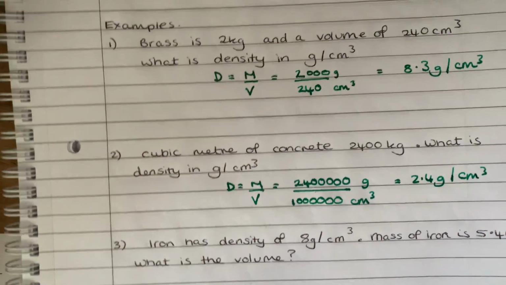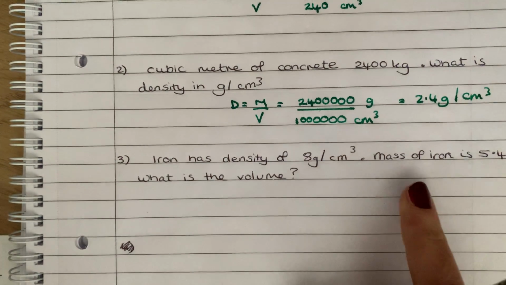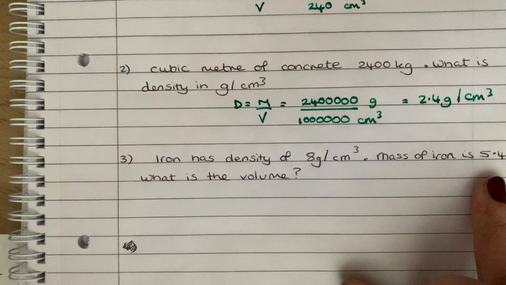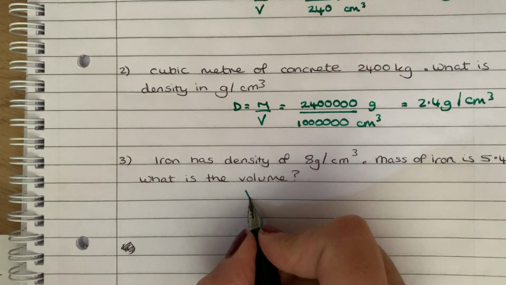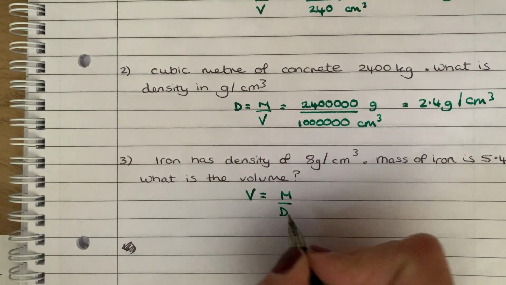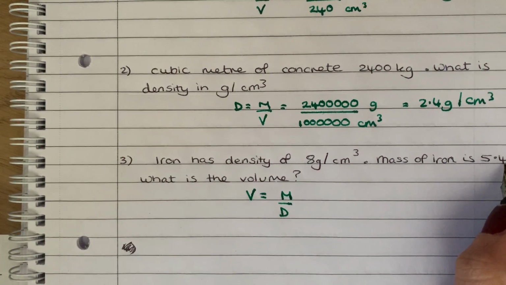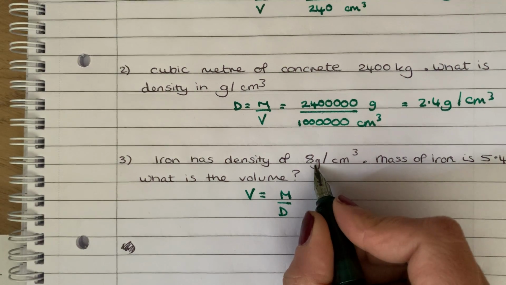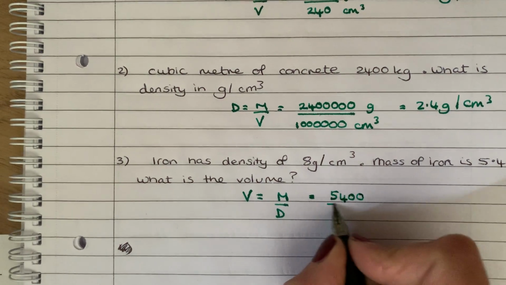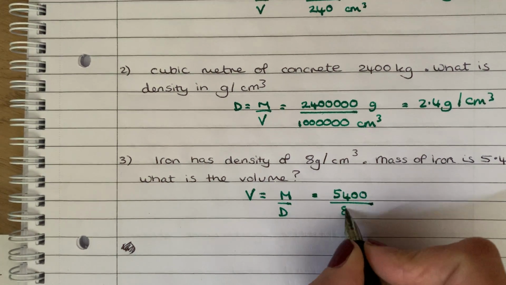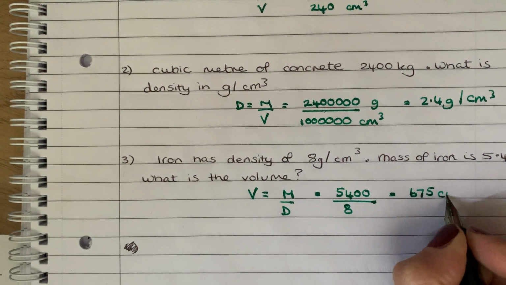Right, next one. This time iron has a density of 8 grams per centimetre cubed. The mass of the iron is 5.4 kilograms. What is the volume? If you need to refer to it, volume is mass over density. I've got the mass in kilograms, but my density is in grams, so I need to put that into the same unit. So I'm going to have 5,400 divided by the density, which is 8. 5,400 divided by 8 is 675 centimetre cubed.